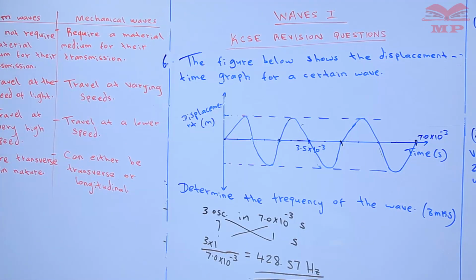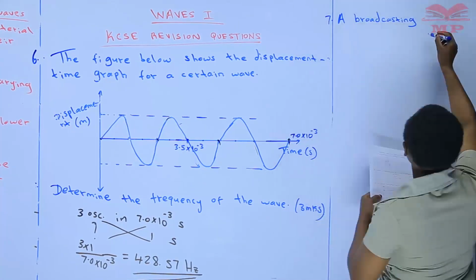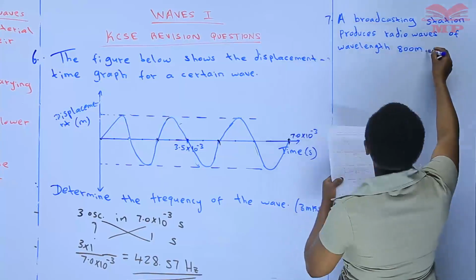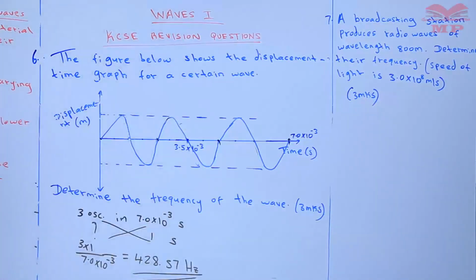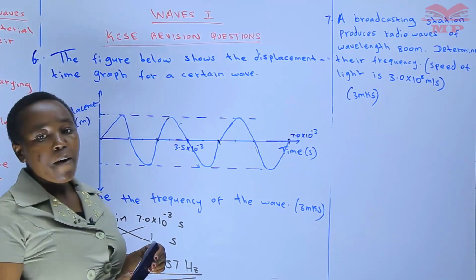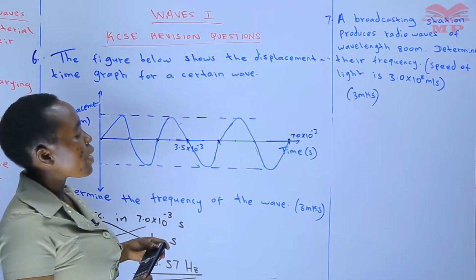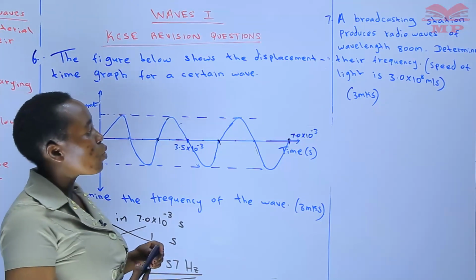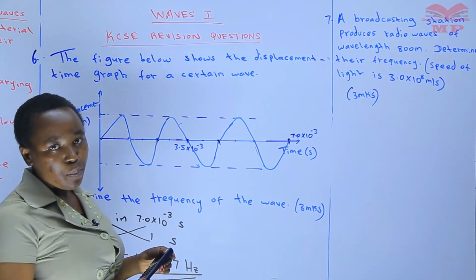So finally, we can look at question number 7. We are told that a broadcasting station produces radio waves of wavelength 800 meters. Determine their frequency. And we have been given that the speed of light is 3.0 times 10 power 8 meters per second. It is the same speed that we are going to use for radio waves, because radio waves are electromagnetic waves, and therefore they travel at the speed of light.